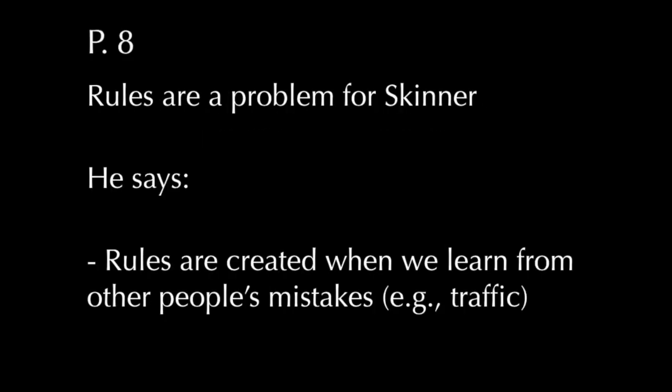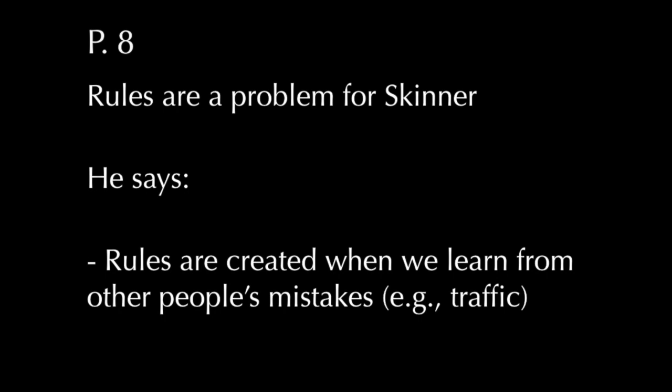So on page 8, Skinner actually admits that rules pose a serious problem for behaviorism. He says, rules are created when we learn. So this is how he deals with the problem of rules, how his behaviorism explains our capacity to follow rules. He says rules are created when we learn from other people's mistakes.